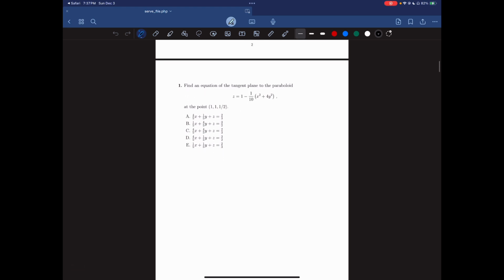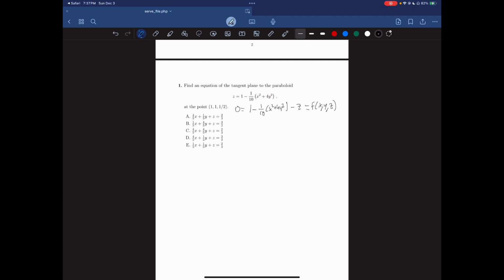Number one, find an equation of the tangent planes of the paraboloid z equals 1 minus 1 over 10 (x squared plus 4y squared). Okay, so we can rewrite this in a pretty easy format where we get 0 equals 1 minus 1 over 10 (x squared plus 4y squared) minus z, and we can just call it f of x, y, z.